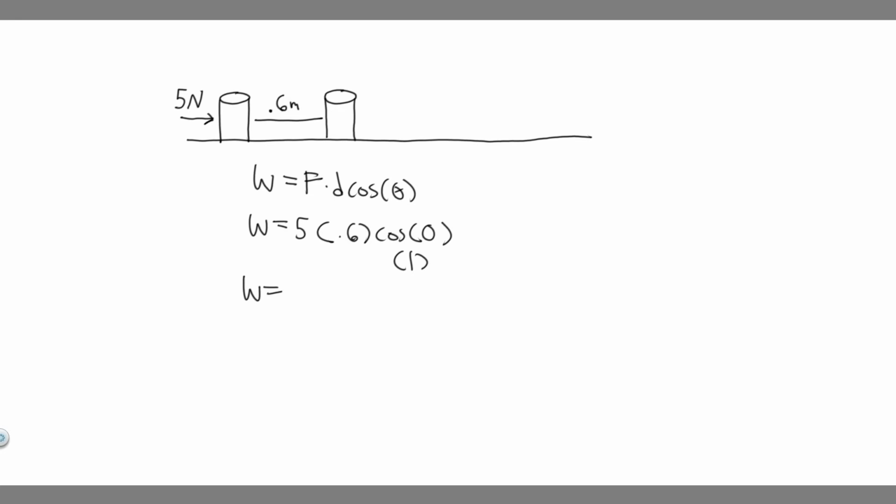So you just do 5 times 0.6, and you get 3. Work equals 3, and we measure it in joules, because newtons times meters gives you joules. So it's going to be 3 joules. That's the work. The work equals 3 joules.